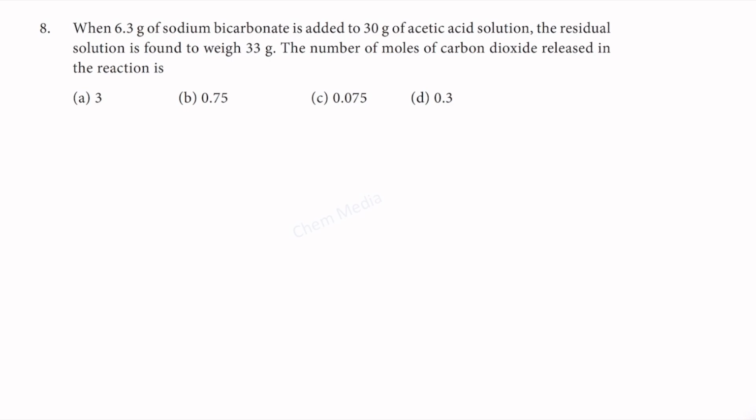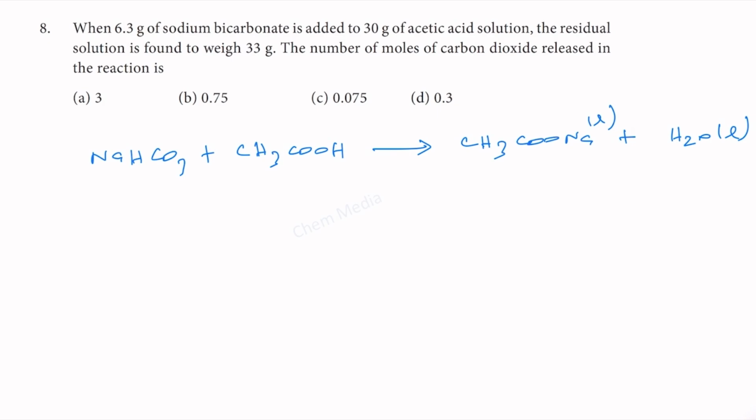Let us first write the reaction. Sodium bicarbonate reacts with acetic acid. If sodium bicarbonate reacts with acetic acid, we will get sodium acetate plus water plus carbon dioxide gas. Here what they mean by residual solution is these two, sodium acetate and water, that is the residual solution, because CO2 is a gas that will be released.